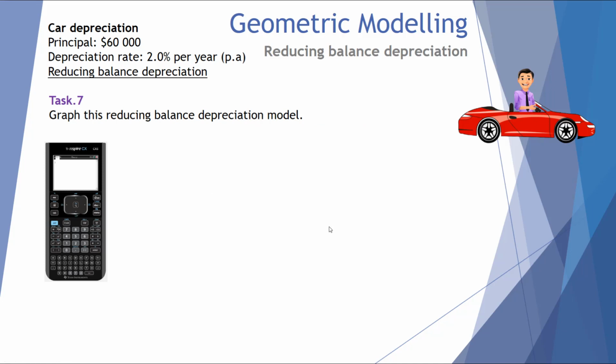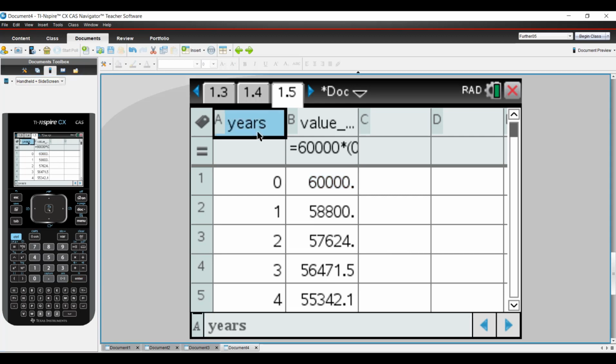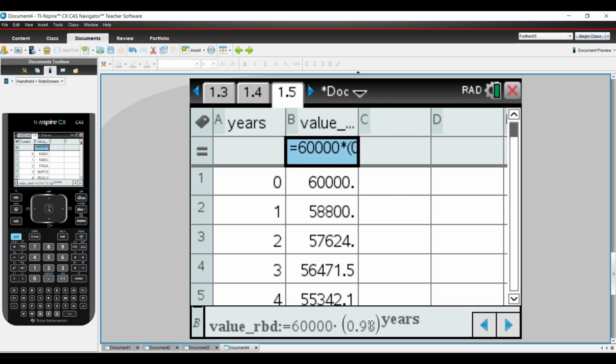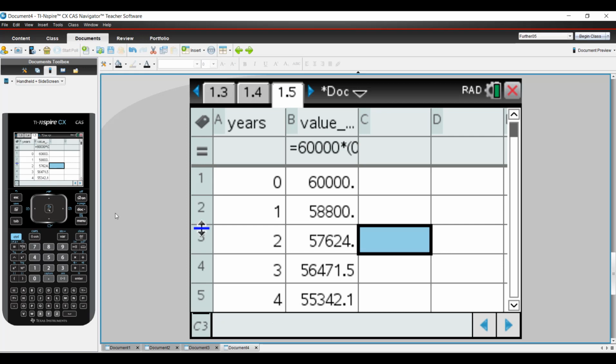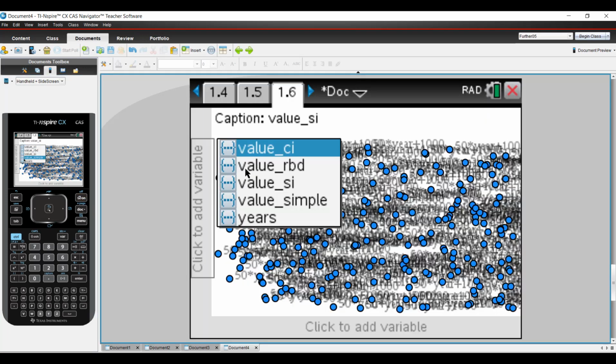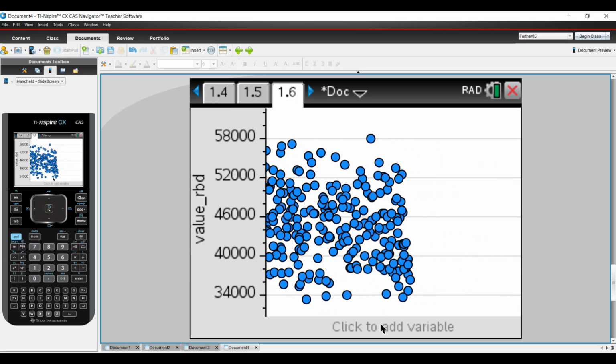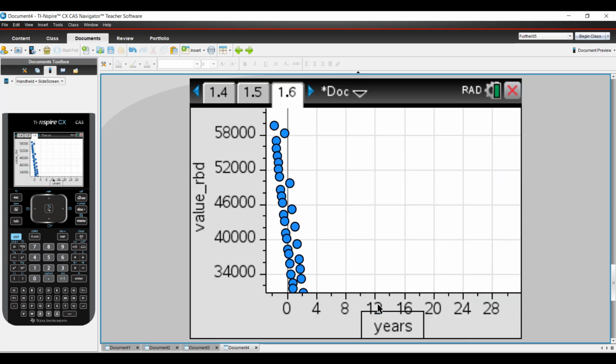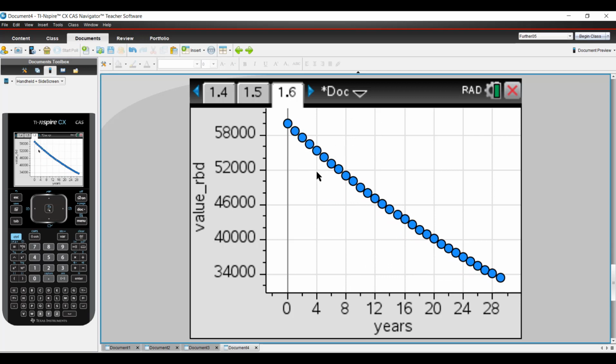Finally, task number 7, we wish to graph this reducing balance depreciation model to compare it against the flat rate depreciation model. So in this list in spreadsheets, we have the years from 0 counting upwards, and we have the value of the reducing balance depreciation. So at our initial purchase, after no years, we have the vehicle at $60,000, and then it starts to depreciate at a rate of 2% per year, reducing balance depreciation. Let's see what this looks like graphically. We want the reducing balance depreciation against the years. Okay, so there's a curve as we go along.